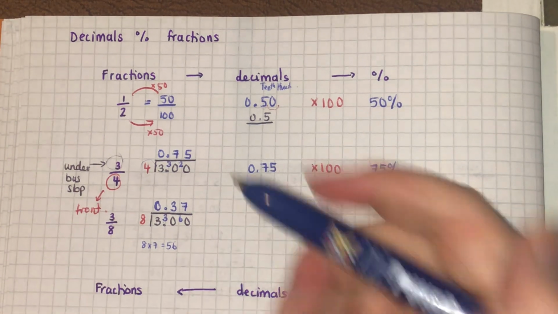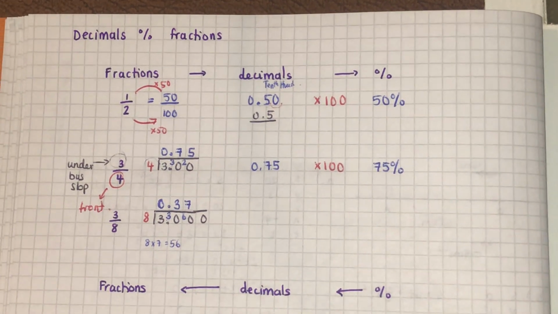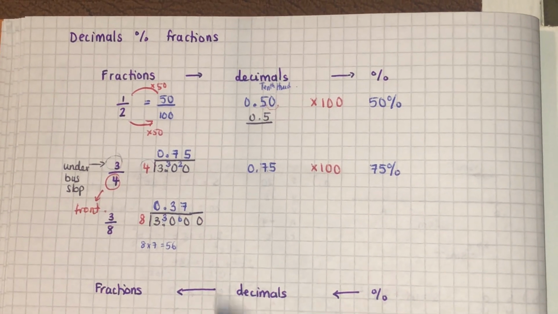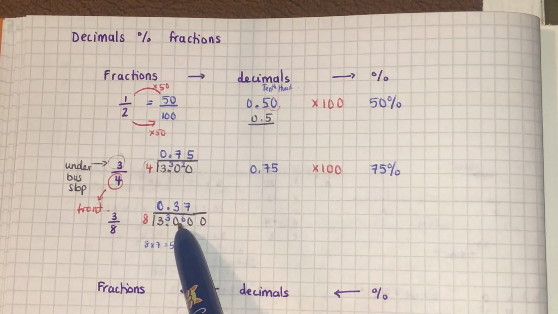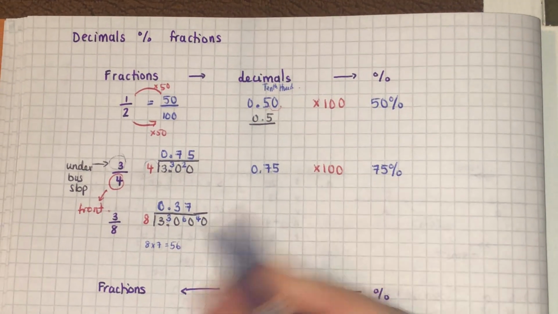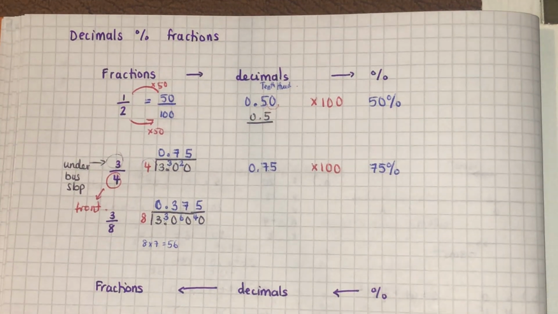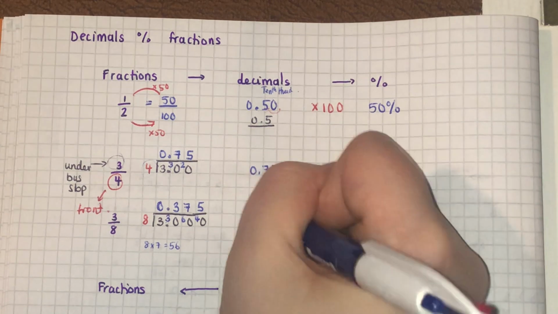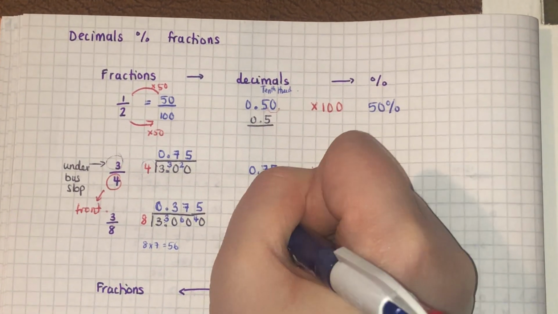So because I now know there's something left over, I'm going to add an extra 0 there. So I've got 56 at the moment because 7 times 8 gives you 56. I want 60, so that means there must be 4 left over. Then we see how many 8s go into 40, which is exactly 5. Okay, so 3 eighths is the same as 0.375.